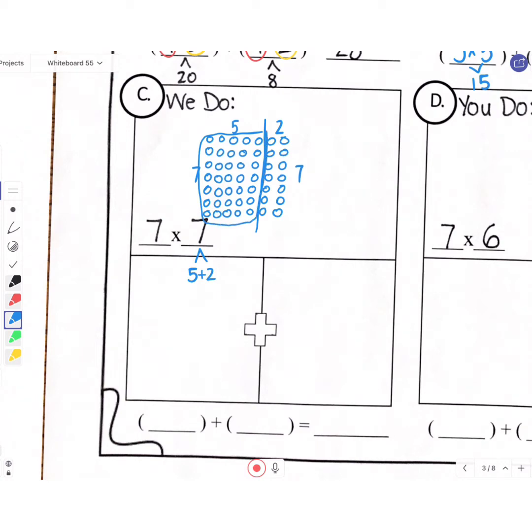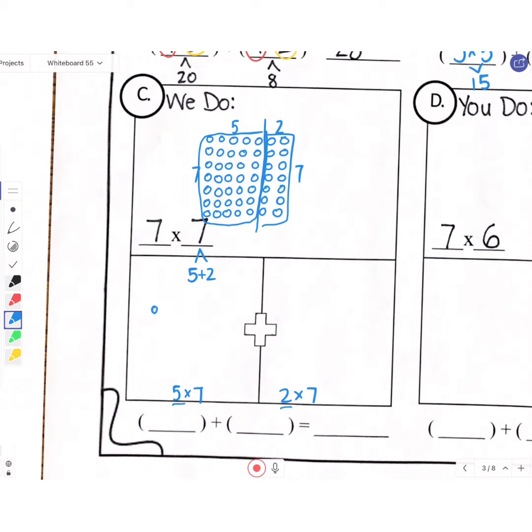And you want to make sure you draw neatly so you can easily copy it down. So my first array, and I'm just going to copy it down here as well so I don't forget it, is 5 times 7. And then my second array is 2 times 7. And remember, we broke that 7 apart into 5 plus 2. So that's why this works.